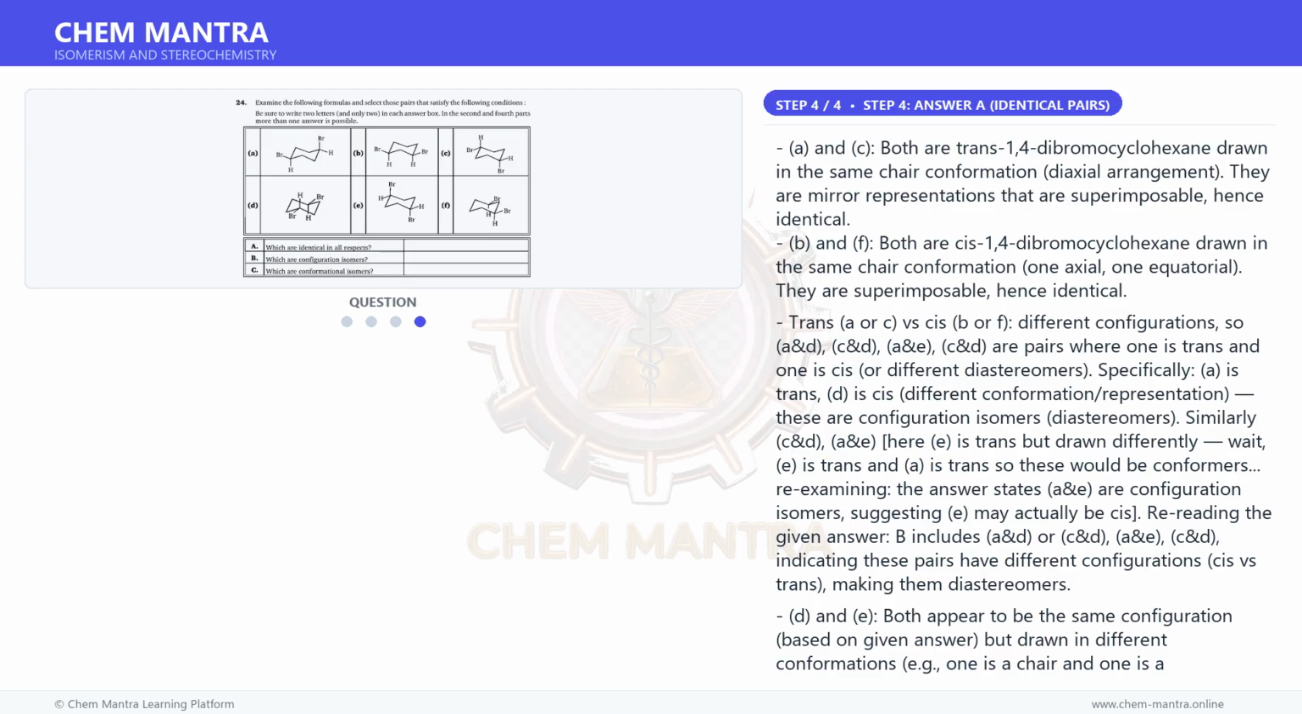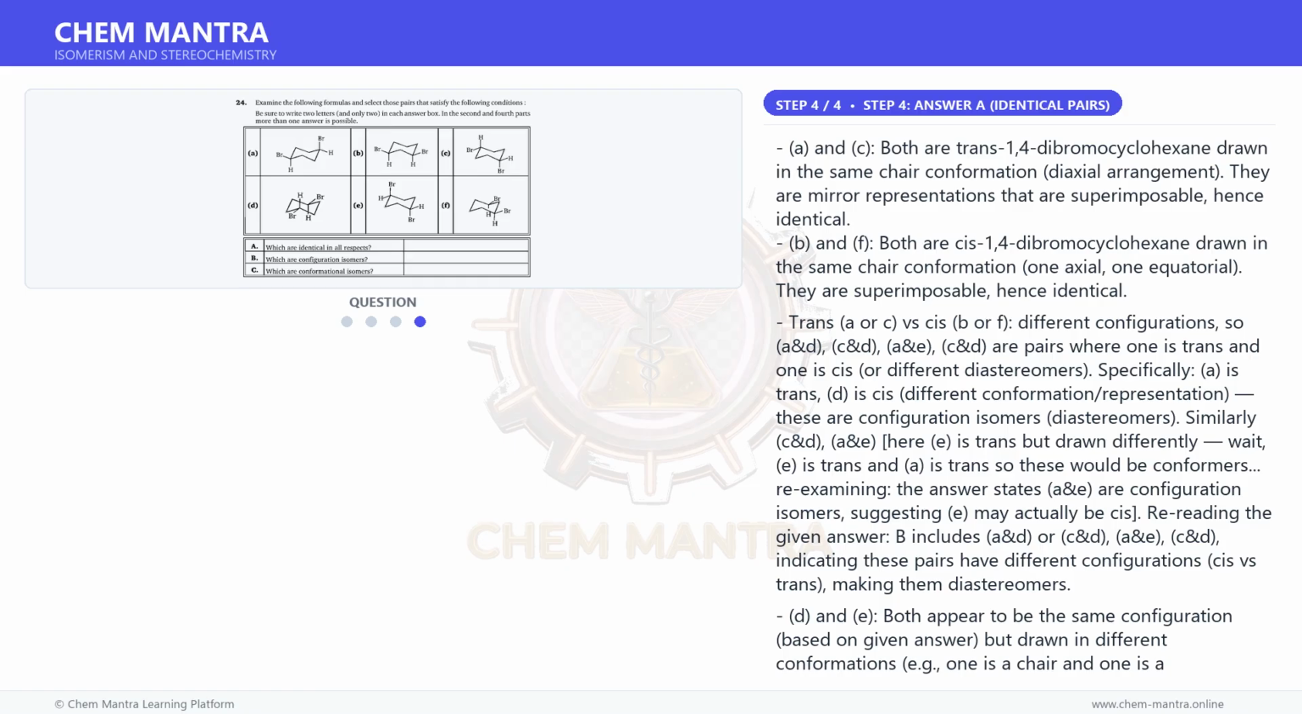And for the final step, A and C both are trans 1,4-dibromocyclohexane drawn in the same chair conformation, diaxial arrangement. They are mirror representations that are superimposable, hence identical. B and F both are cis 1,4-dibromocyclohexane drawn in the same chair conformation, one axial, one equatorial. They are superimposable, hence identical.